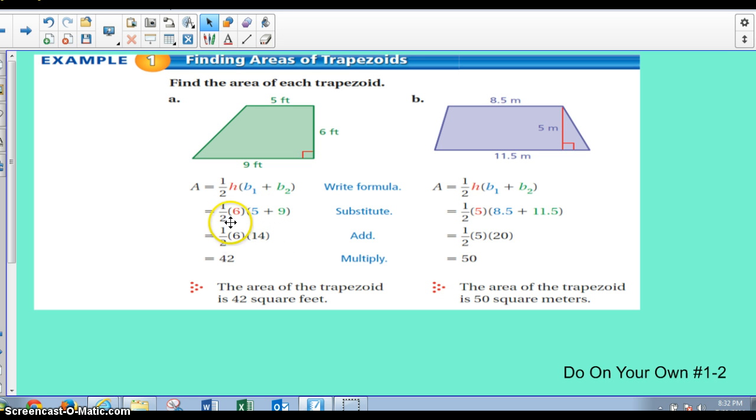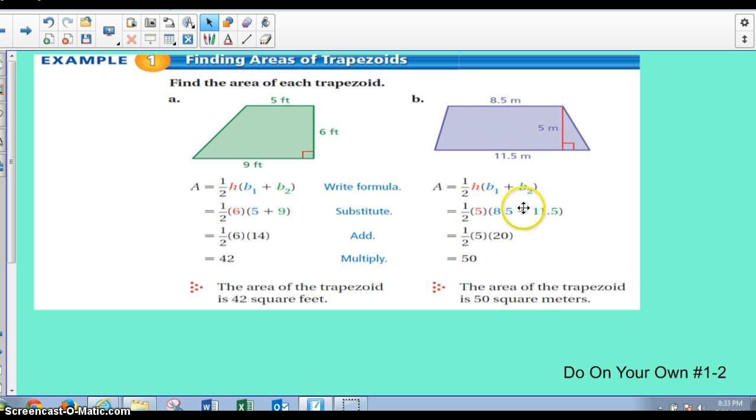Now we can do 6 times 14. Once you have that number, you're going to do half of that, and that's 42. So the area of the trapezoid is 42 square feet. Let's look at B. Once again, they've written the formula. Then you do 1/2 the height, which is 5. Then base 1, 8.5 meters, plus base 2, 11.5 meters.